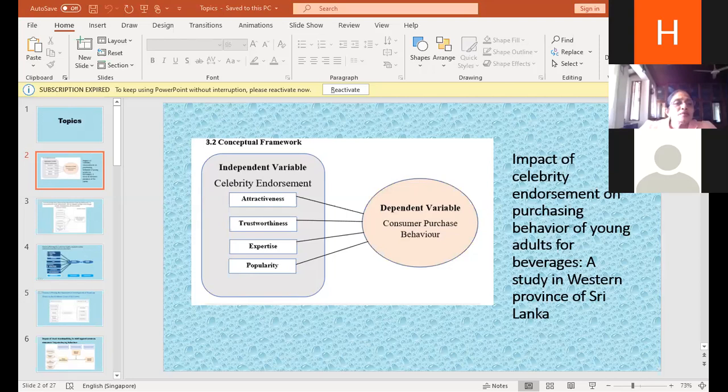Do you see the old screen with the PowerPoint presentation or something else? Hello? We can see the blue color one. Blue color one. So it's about the impact of celebrity endorsement and purchasing of young adults.